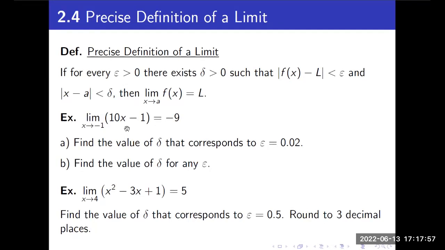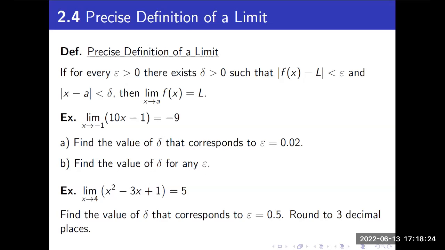So here's one similar to the one we've been working with. We've got the equation of a line, we've got x approaching -1. We see what it's equal to. We'll find the value of delta that corresponds with epsilon equal to 0.02. So we have an actual value of epsilon there that we can use. And then in part B, we'll find the value of delta for any epsilon.